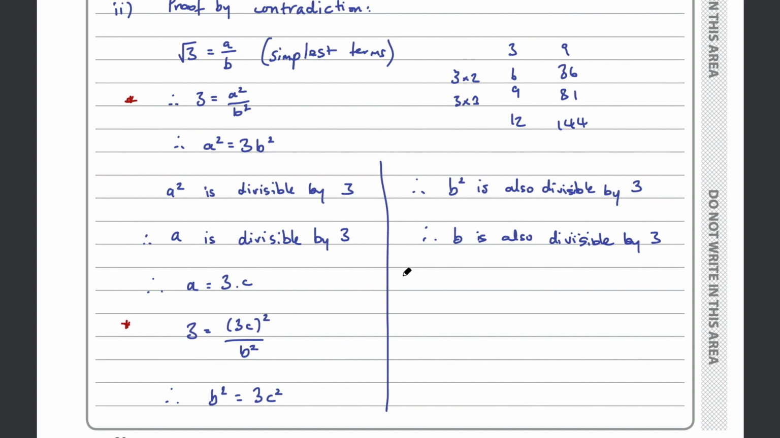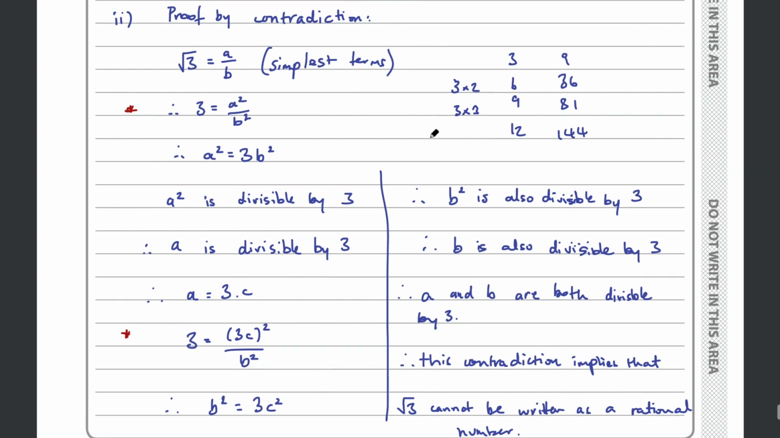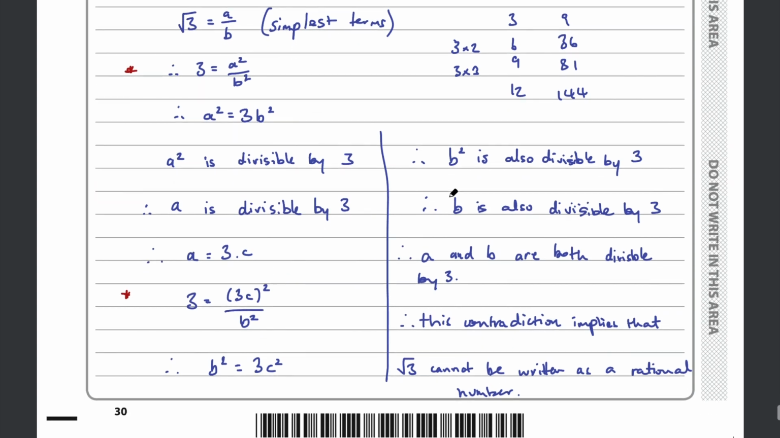So let's finish this off. So let's say, therefore, a and b are both divisible by 3, or have factors of 3 or multiples of 3, however you want to state that. So therefore, this contradiction implies that root 3 cannot be written as a rational number. Okay, so there is the proof that root 3 is an irrational number.